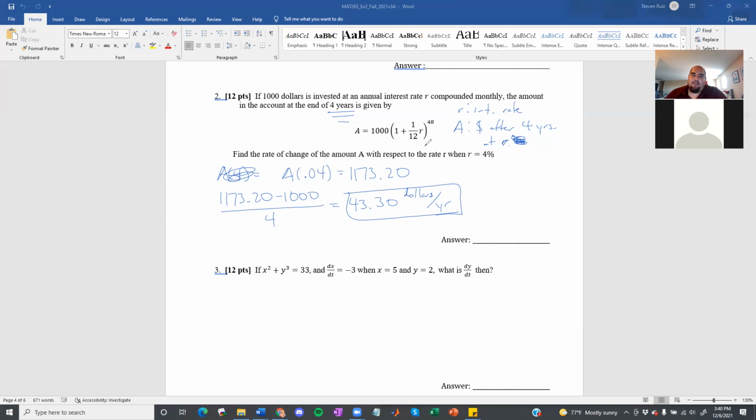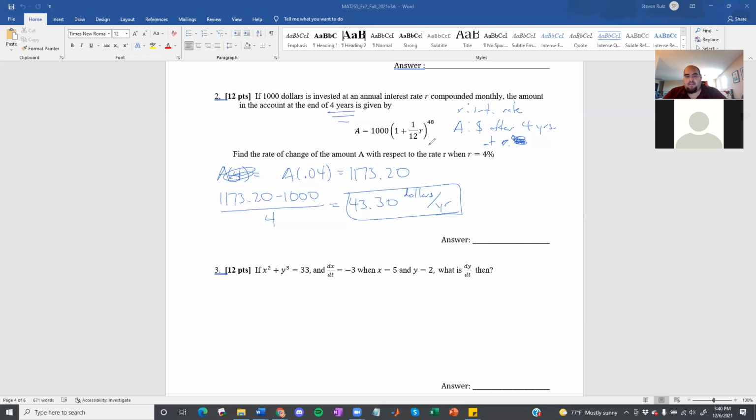Okay. Right. So how do I find the rate of change of A with respect to R then? So then, would you have to solve? No. Do you have to solve for R? How would you do that?